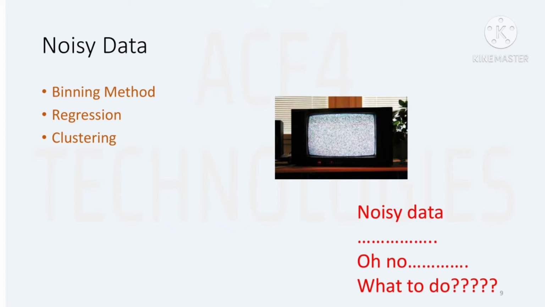The next is regression. Here data can be made smooth by fitting it to a regression function. The regression used may be linear, having one independent variable, or multiple, having multiple independent variables. The next approach is clustering. This approach groups the similar data in a cluster. The outliers may be undetected or they will fall outside the clusters.